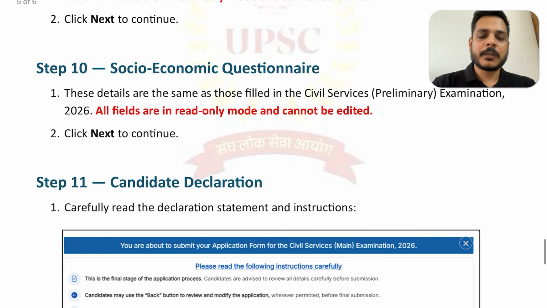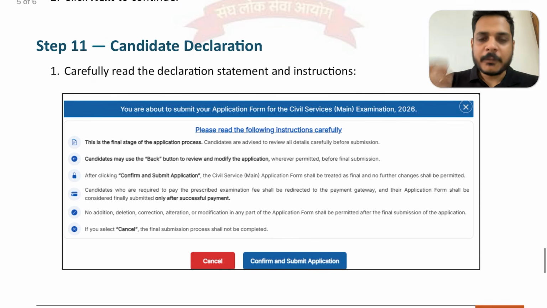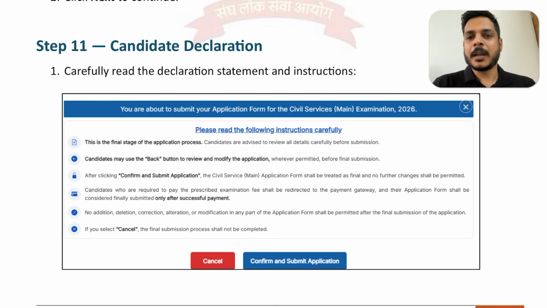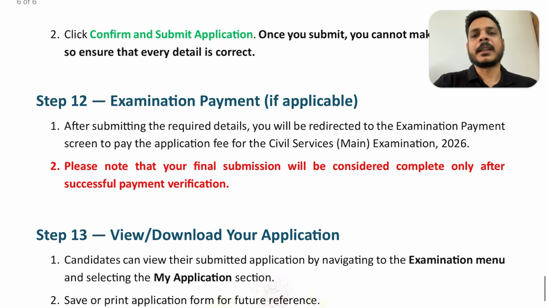Come to step 12. If it is applicable to your category, you will have to make the examination payment, that is of rupees 200, and your final submission will be considered complete only if you have the successful payment verification. So please be sure that you have received in one form or the other, in messages or in email, that your payment has been verified, and therefore your application has been successfully submitted.